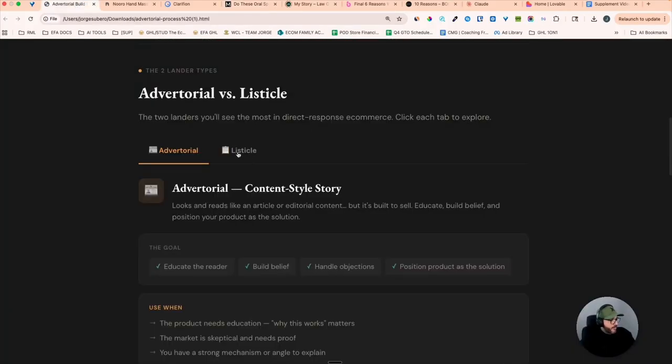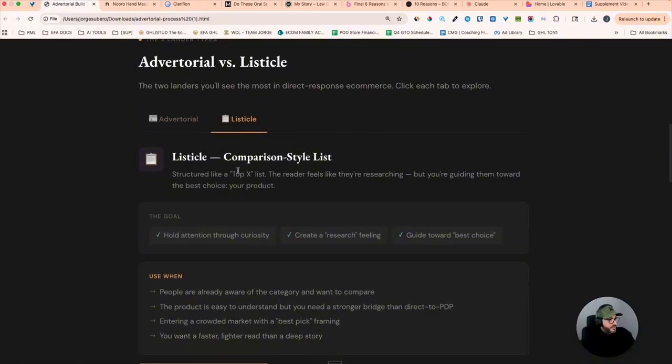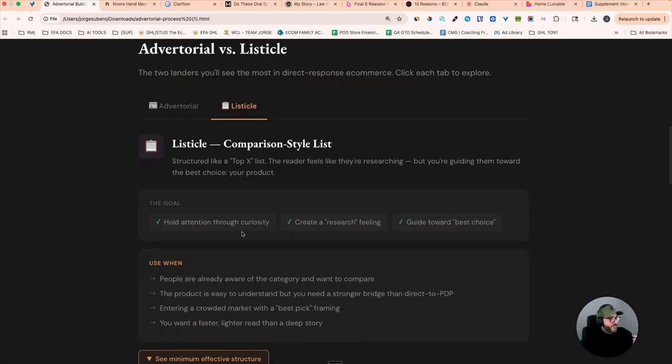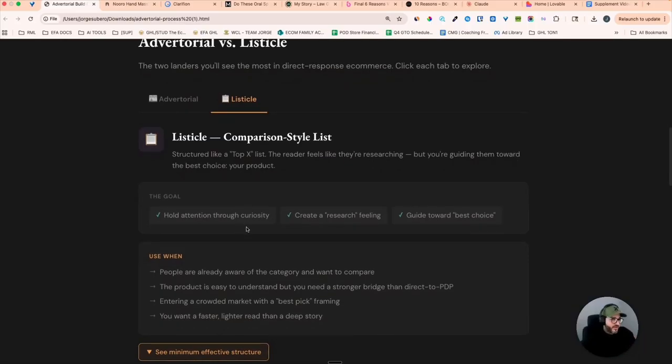So now let's talk a bit about the listicle. The listicle is more like a comparison style list, okay? So it's more to hold attention, create a research feeling, and then guide toward the best choice. It's for when your customer or your audience has a higher level of awareness, okay? You are going to be trying to find the specific angle or approach that is going to make your customer make a better decision when they go to the product page.